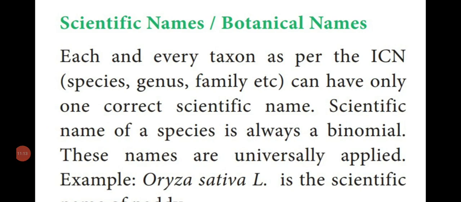Next, we are going to see botanical names or scientific names. It means each and every plant has a scientific name based upon different taxa or characters. Based on the rules and regulations of ICN, each and every plant has only one scientific name. That scientific name always consists of two names. That is said to be binomial. These names are accepted and applied all over the world.